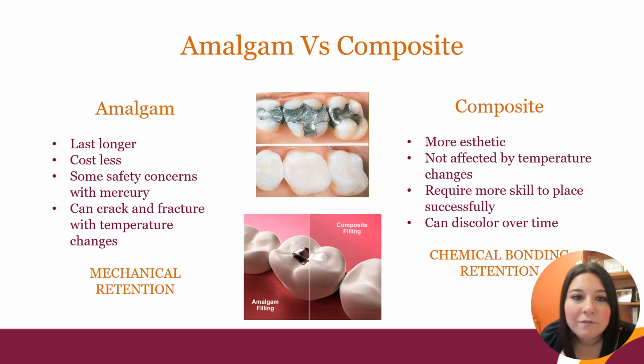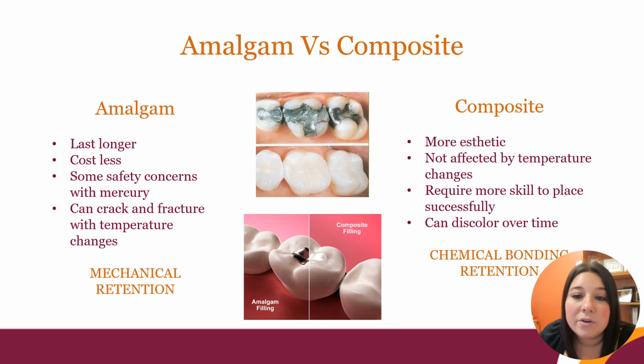So amalgam versus composite. There are some vast differences, obviously, just besides the color of it. So amalgam, it does last longer, it does cost less. There are some safety concerns with the amount of mercury that it releases. They can also crack and fracture with temperature changes, and they are held into place in the tooth with mechanical retention, so they are not physically bonded into the teeth.